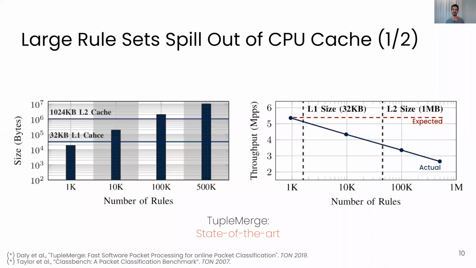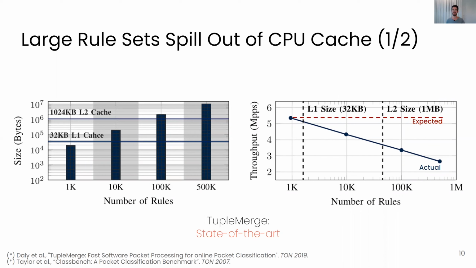Tuple merge is a state-of-the-art algorithm that uses hash tables for classification. It requires the same amount of computations regardless of the number of rules it holds. The only thing that changes is its memory footprint, which you can see on the left. Note that large classifiers, meaning 100,000 rules and more, spill out of L2 cache. On the right, you see the throughput of the same classifiers.